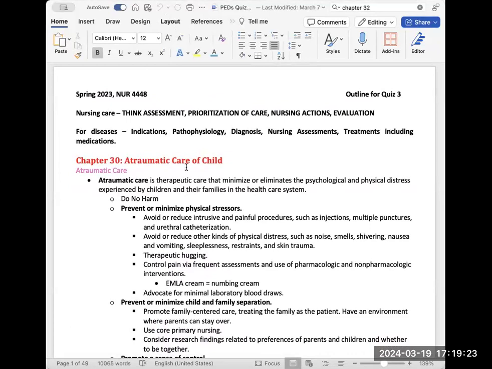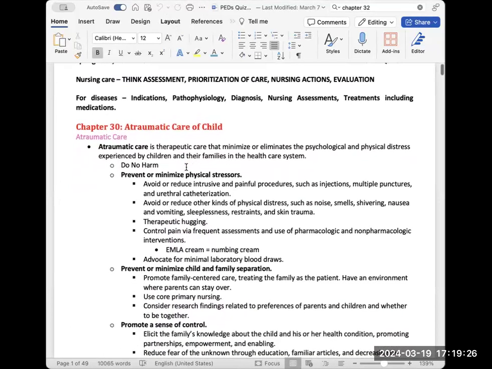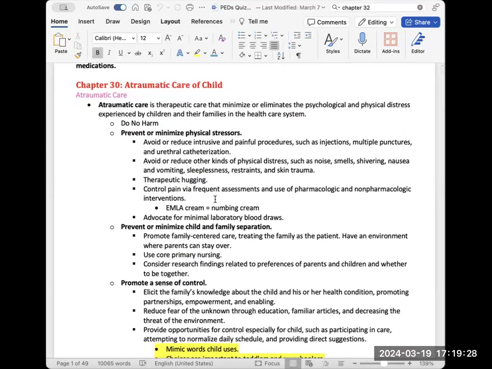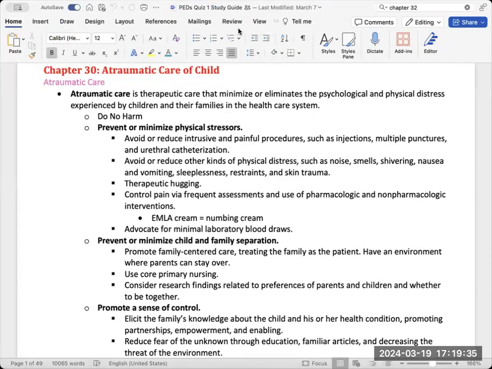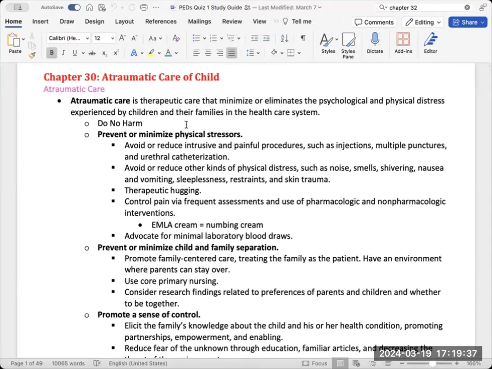But now we're in peds, so we're gonna talk about atraumatic care of a child. Let me just open these notes fully so I could see it a little better. So, atraumatic care basically means that we want to do a type of care that minimizes and eliminates any sort of physiological and physical distress that a child and their family can experience. Think about atraumatic. We don't want to cause trauma to this child and their family.